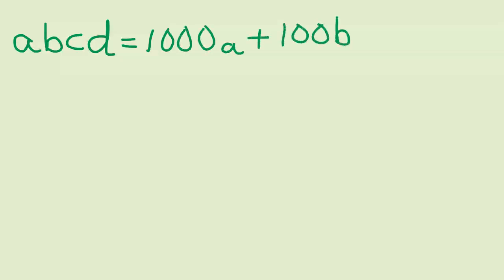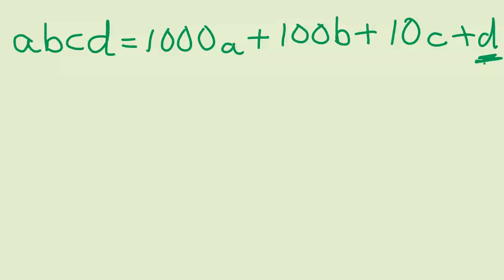And we have, then, 1000A plus 100B plus 10C plus D. And just as we did before, what we want to know is how ABCD, the original number, is related to the sum of the digits, which would be A plus B plus C plus D. But all we have right now is the D.